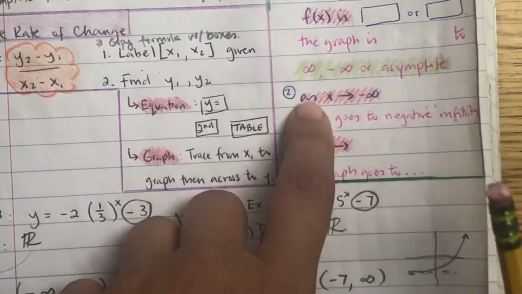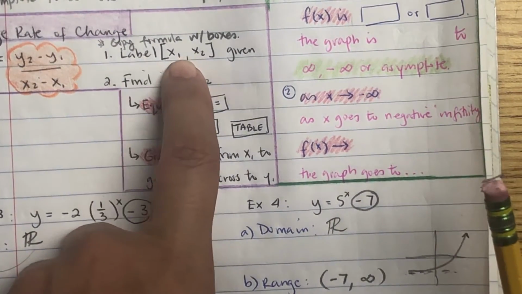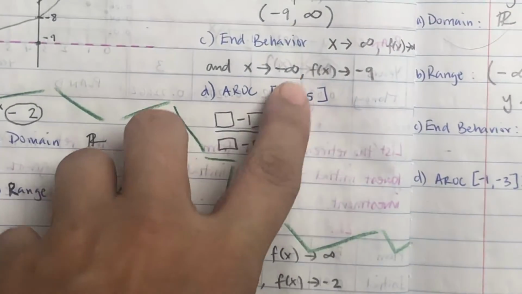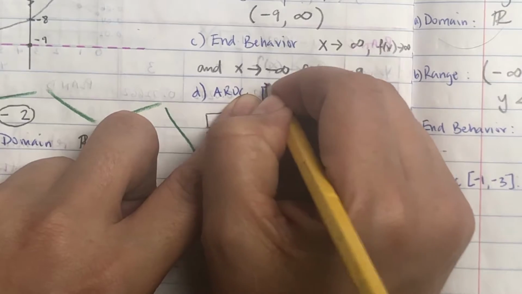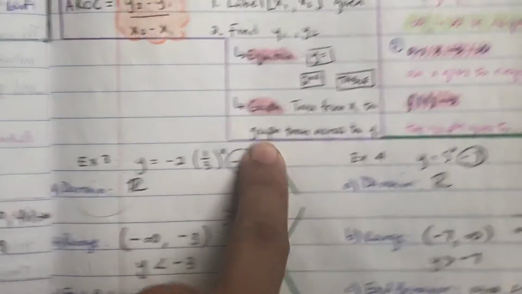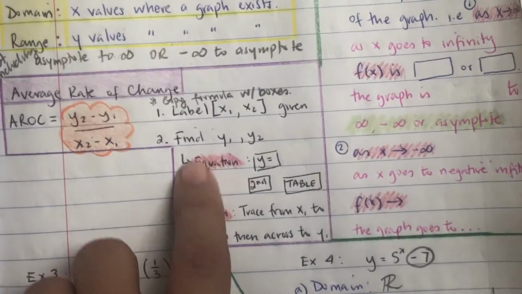Then step 2 is to find and label x1 and x2. It's always given to you in the problem with average rate of change. So this is a listening check: coloring x1 and x2. All right, then do you have an equation or do you have a graph? Right now I have a graph, so I follow the graph.